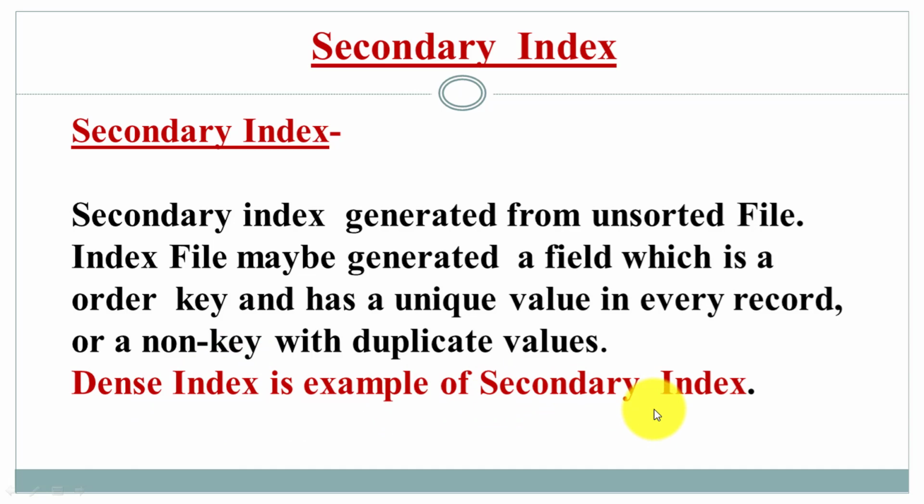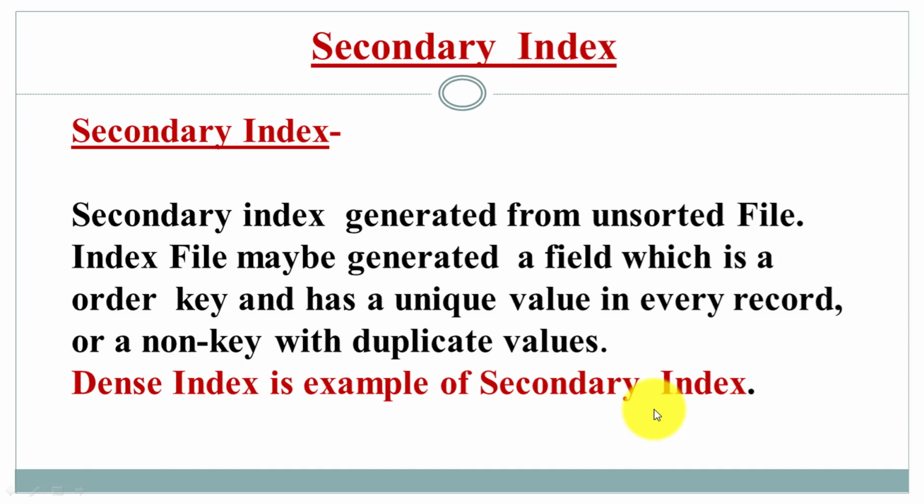Now in primary index the main file is a sorted one. We know that a file may be sorted or unsorted, which we have discussed in a previous video. So if the main file is sorted and indexing is on an order key, that is called primary indexing. And in another case, if the main file is an unsorted file, then we cannot apply primary indexing over there. So in that case, when the main file is unsorted, we can apply indexing called secondary index.